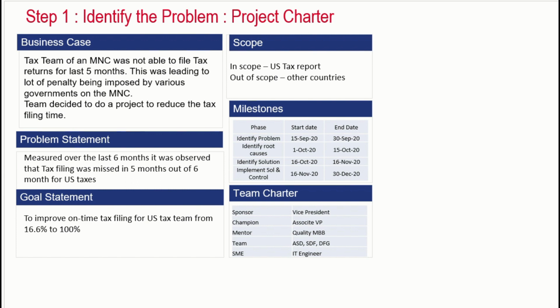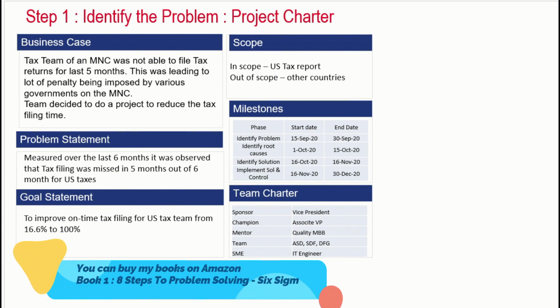The problem statement was that they measured data for the last 6 months and it was observed that the tax team was missing 5 months out of 6 months for US tax filing. So the goal was to improve on-time tax filing for the US tax team from 16.6% to 100%. The scope of the project was US tax reporting, and out of scope was the other countries' tax filing and reporting.